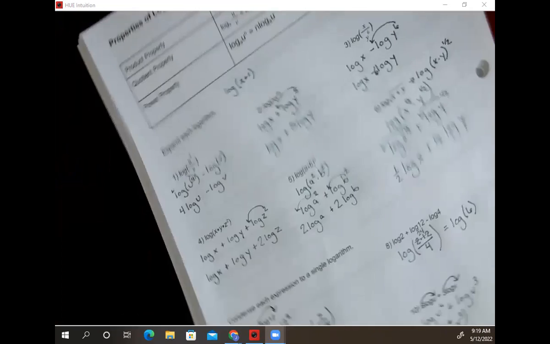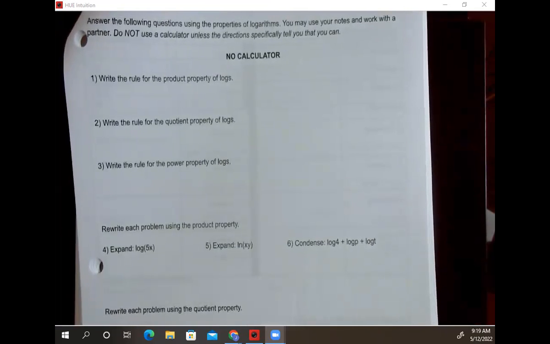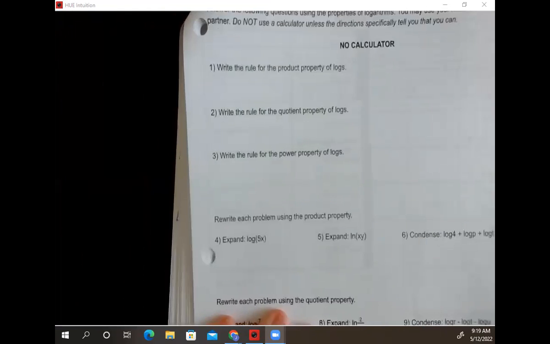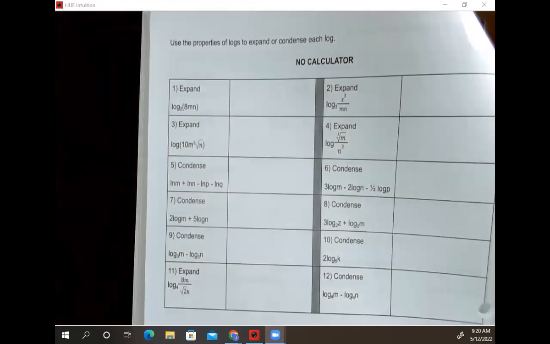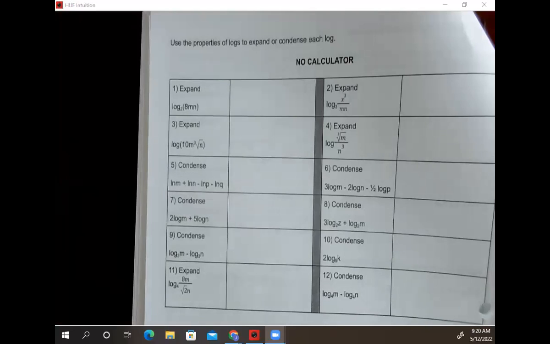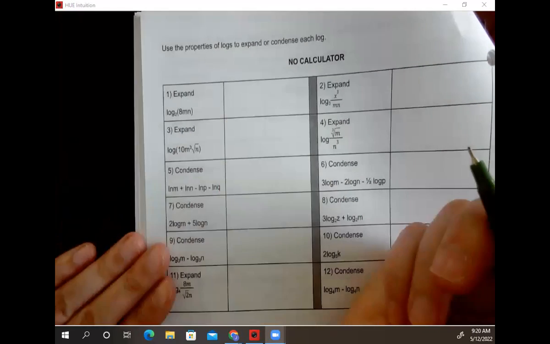Okay. There are some practice problems on page 47 that we are going to skip over for this second. And I want to hop to page 48. Page 48 has some more log property practice problems. We're going to go through the odds together. So on page 48, we're going to start with number 1.